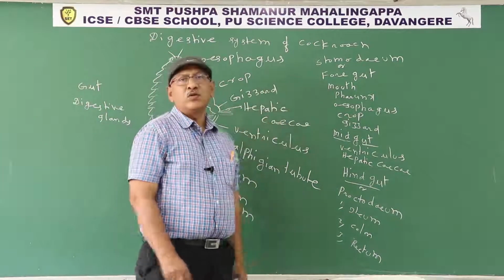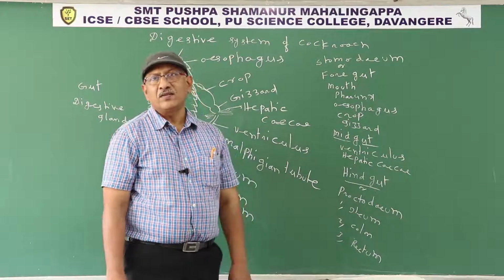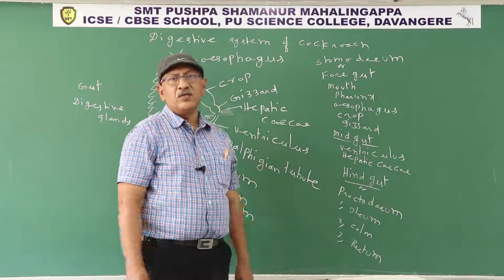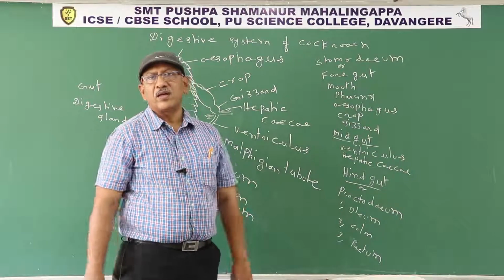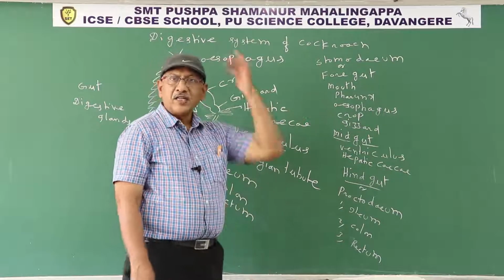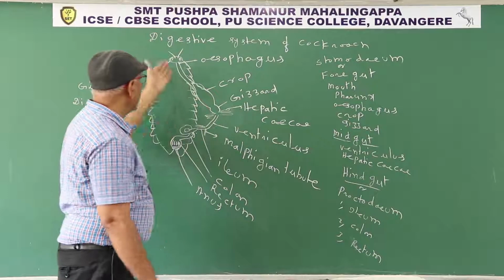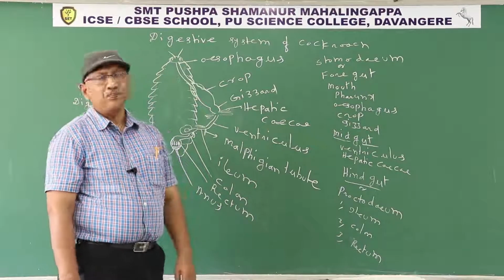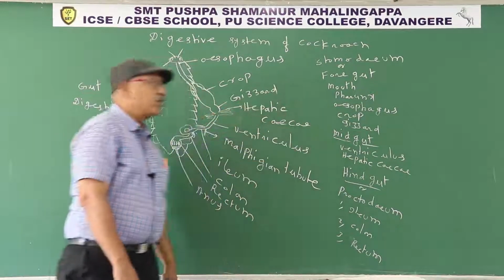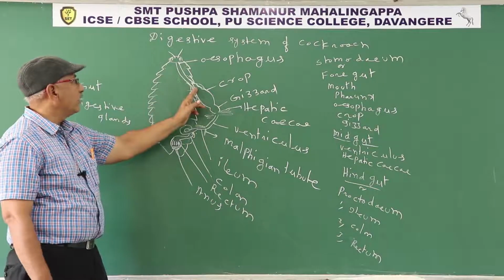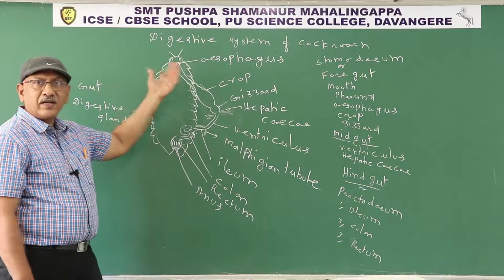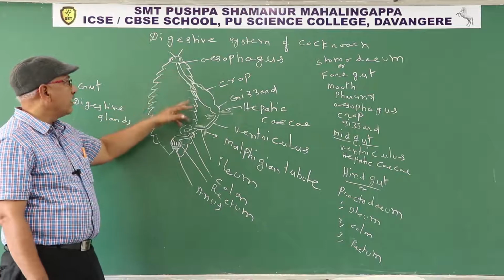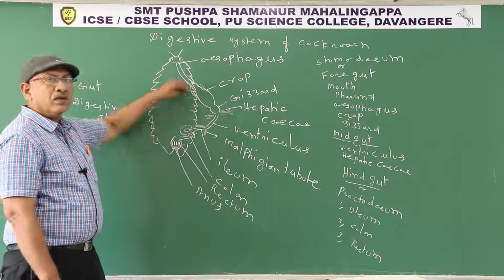Foregut contains mouth. Mouth is an opening, an inlet for food. Mouth opens into a short, narrow duct known as pharynx. It is present in the head. That's why it is not visible in the diagram. Pharynx leads into esophagus. Esophagus is long, present in the neck region, thoracic region, and in the abdomen.